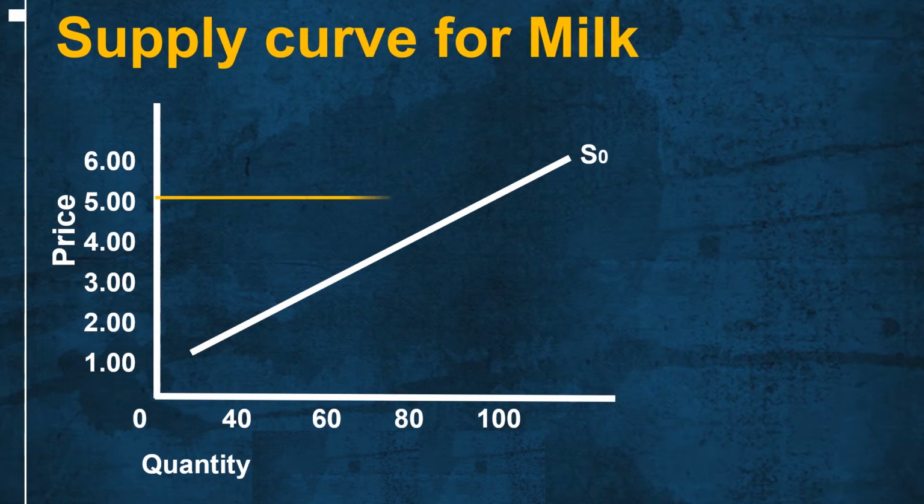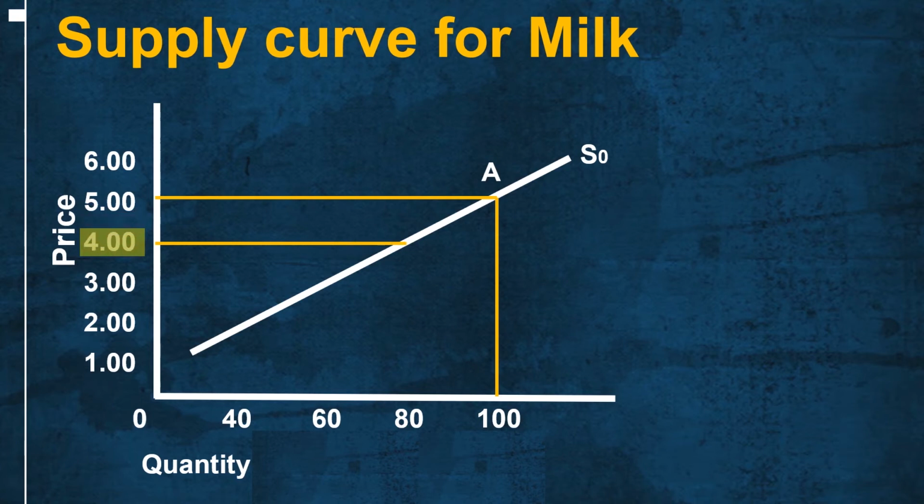When the price is $5, suppliers will supply 100 milk containers per week. But when the price comes down to $4, suppliers are only willing to supply 80 containers. We should remember that changes in the price cause a movement along the supply curve.